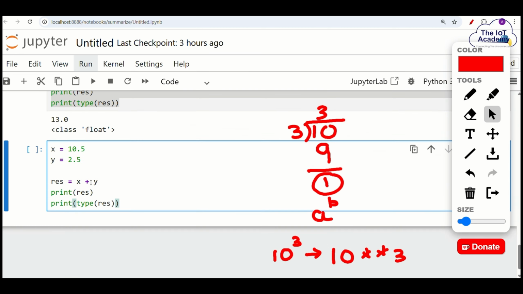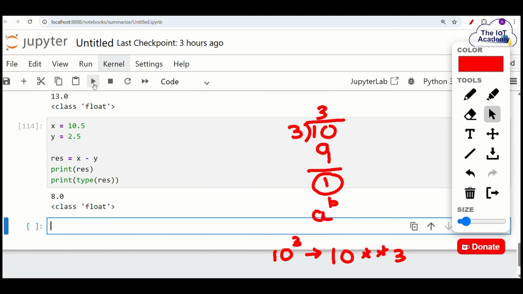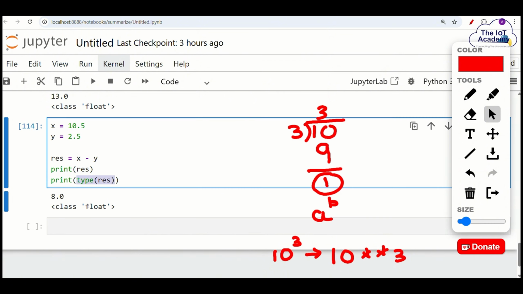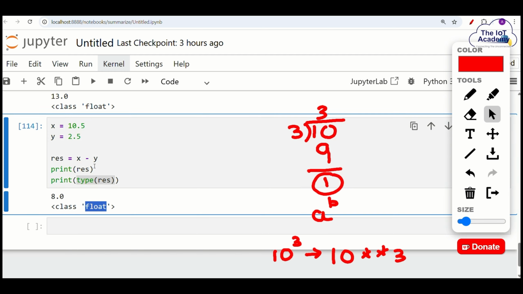Okay, what if you do subtraction? All right, again, should not surprise you. 10.5 minus 2.5, the answer is 8.0. Okay, and the type is float, and it gives you the float. All right, so far so good.